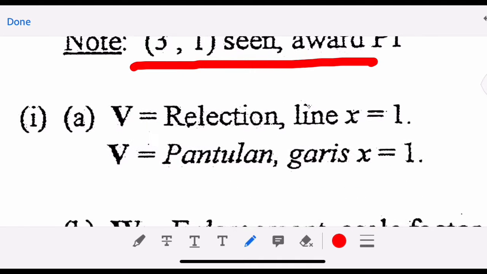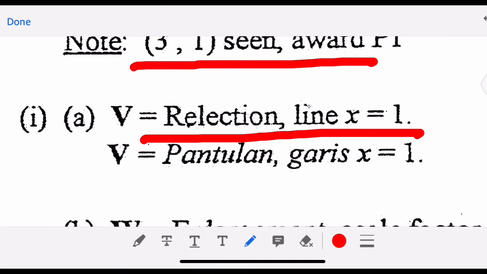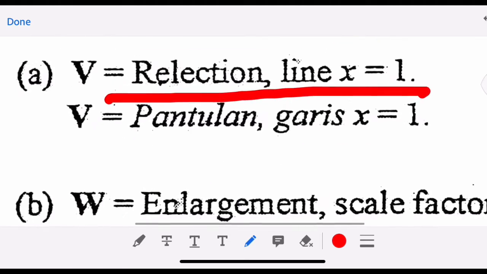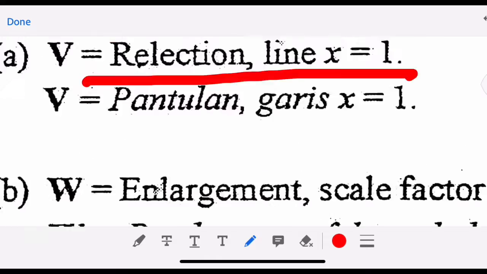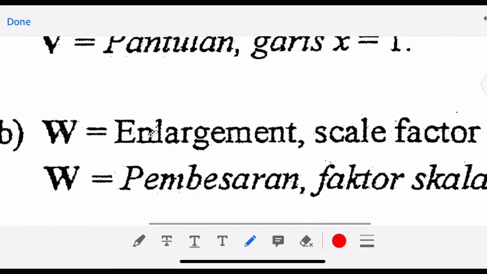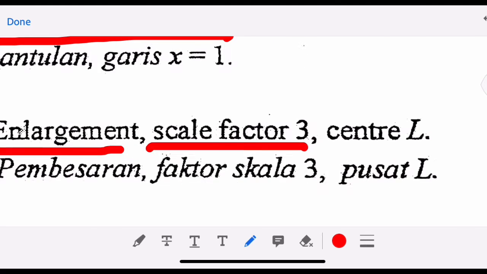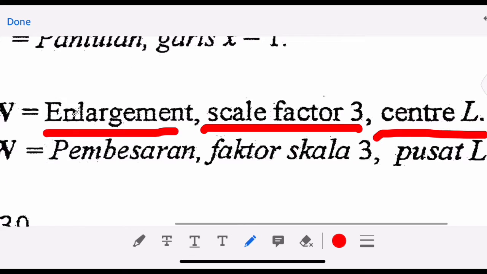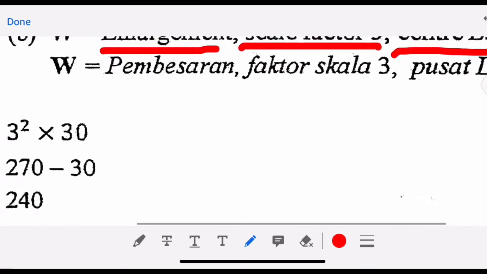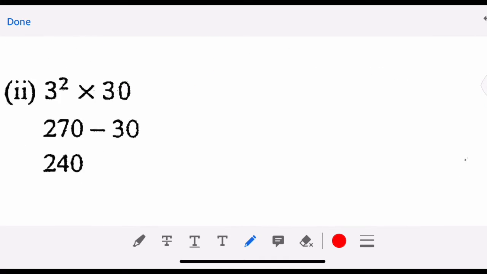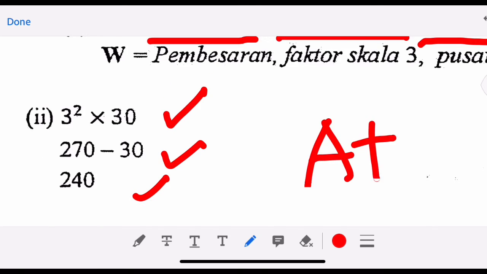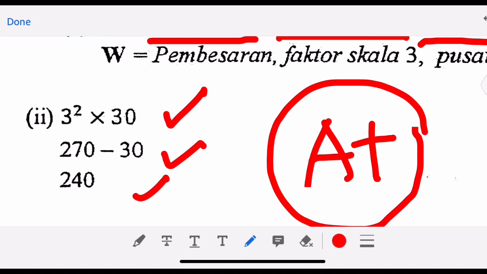Okay, then just now I told you the reflection line must be written x equal to 1 in equation. Make sure you write reflection, because we do the reflection first, and then enlargement. Make sure the spelling is correct. Scale factor, write in full scale factor, center L. You can use the point for the center L, but just writing center L with the letters is accepted. Okay, so then how you find the area of the image and how you minus, they will give you marks. Alright, so it's easy to get A plus, right, in maths. Keep on doing. Okay, so that's all my sharing for today.